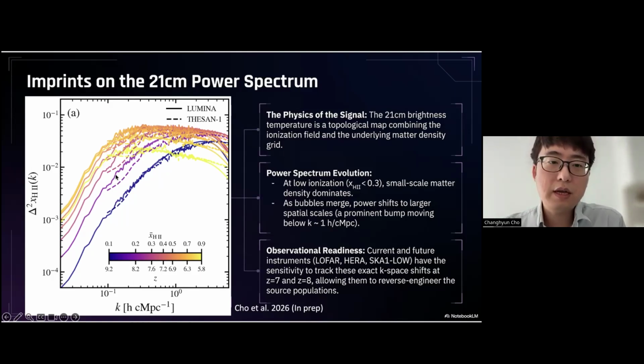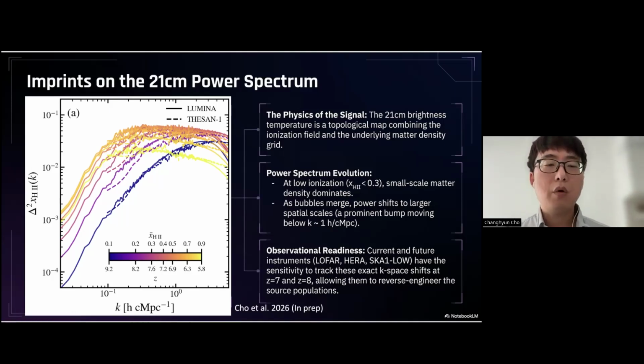They are not only quite similar, which means the resolution and convergence are quite okay, but it also goes much further. Because we are simulating a bigger box, we can actually go further to lower wavenumbers. So this is one achievement we can make from the Lumina simulation.